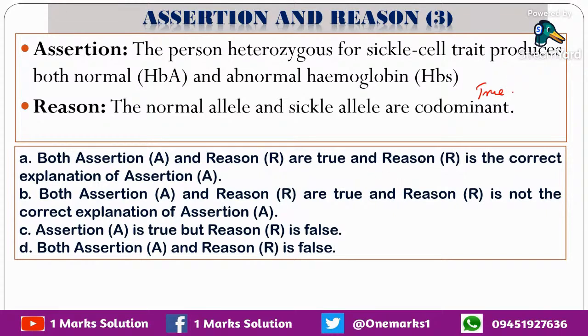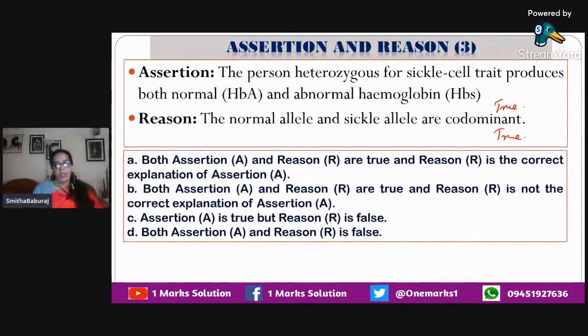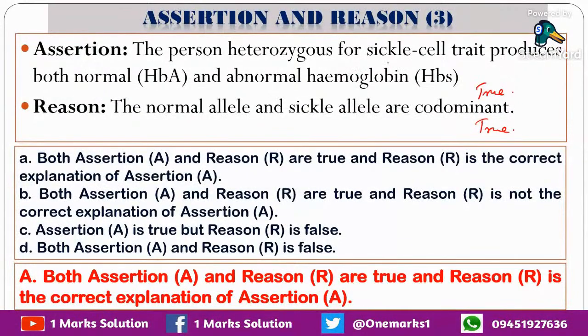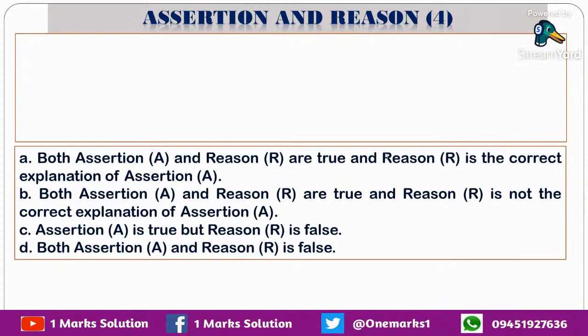And look at the second statement, the normal allele and the sickle cell are co-dominant. Is it co-dominant? Yes, that is also true. So now analyze whether the second statement, that is the reason, is an explanation for that. Yes. The reason says it's co-dominant because the heterozygous produces both normal and abnormal hemoglobin. Why? Because it is co-dominant. So both the statements are true and reason explains the assertion statement. So it is A. Let's go to the next question.